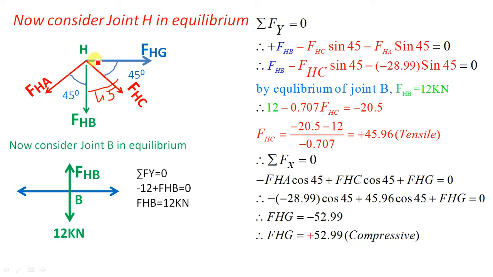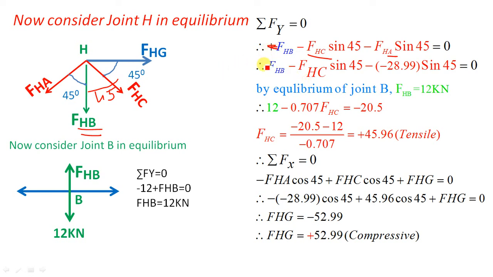Now the forces which are meeting at point H: F of HG, F of HC, F of HB and F of HA. Now I am going to apply the condition of equilibrium for joint H. First, summation of F of Y is equal to 0: F of HB, this one, minus F of HC, so minus F of HA, which is equal to 0. Sorry, it should be minus.